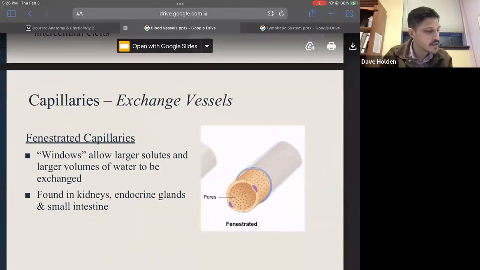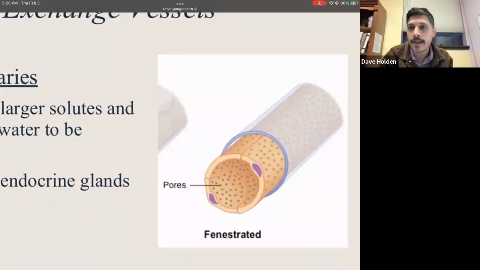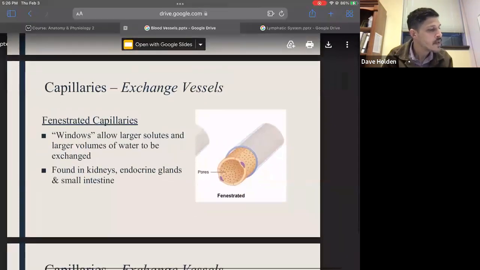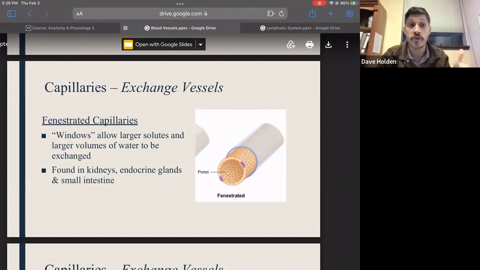And these little windows, you'll see there, they are pores. They're like little pores, holes that you can throw something through. Very much like a window. These guys will be found in kidneys, endocrine glands, small intestine, where lots of stuff has to pass out of the bloodstream. Nutrients, endocrine glands, we're talking about hormones. Kidneys, we're talking about lots of hormones that the kidneys make, and the stuff that they filter out of blood. So we need to be able to get stuff in and out of those little blood vessels.